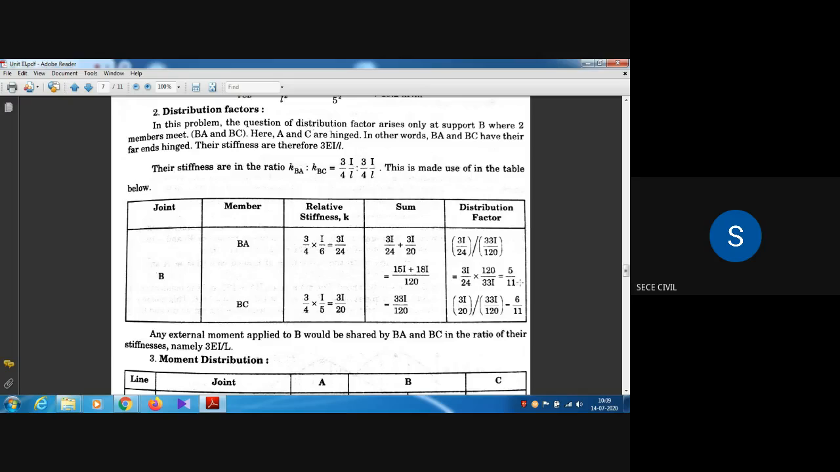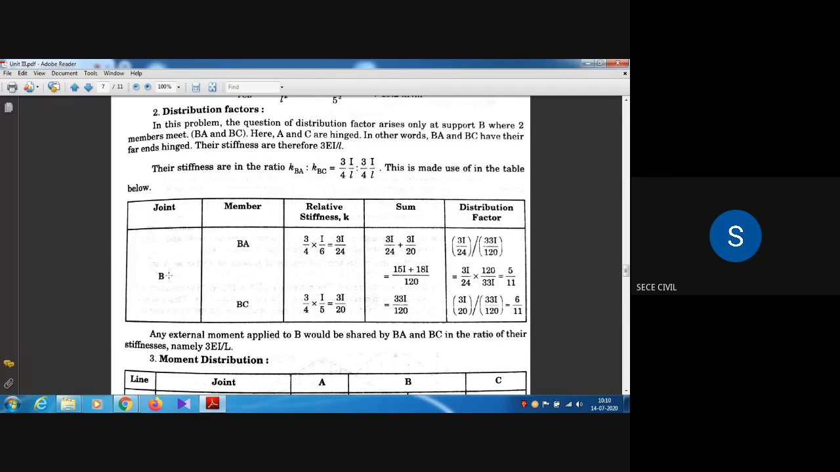5 divided by 11 plus 6 divided by 11 is equal to 1, sir. Okay, 1. So we can do the cross check. If we get 1 only, then the calculations are all correct. We have to get the distribution factor 1 for that particular joint. Whatever joint we choose, we have to get 1 only, then the calculations are correct. This is a cross check, and we have to do it in some cases.